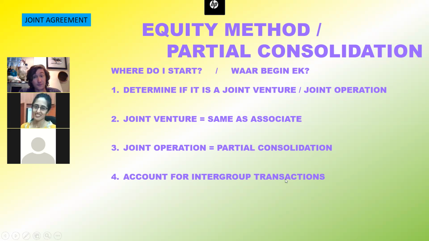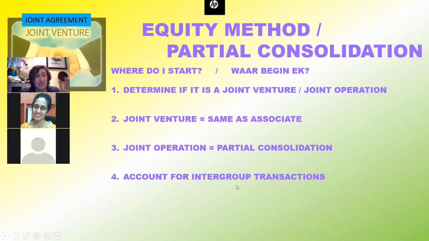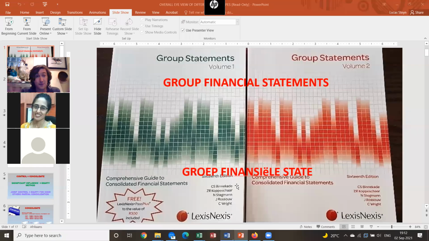And then accounting for intergroup transactions, because I bring in 50% of all assets, all liabilities, all income, all expenses, my intergroup transactions looks exactly like a parent subsidiary. The only thing is I multiply by my percentage. And that's what you guys need to see in a nutshell, the different types of entities, and make sure you understand it. And if it's difficult to work through your workbook, you can go back to Group Statements Volume 1 and 2. And it doesn't matter which year you studied.